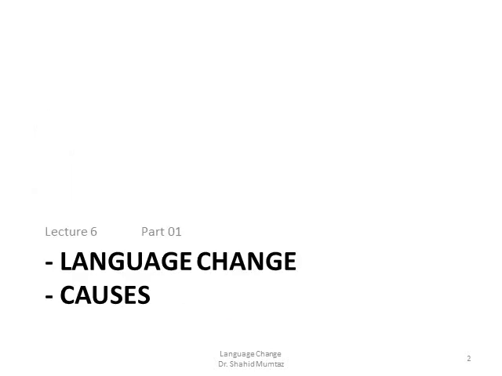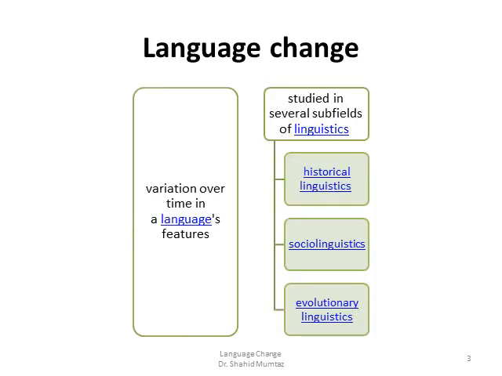Language change is our topic today in bilingualism, and in this lecture, we are talking about language change and its causes in the first part. Language change is a variation over time in a language's features. It is studied in several subfields of linguistics like historical linguistics, sociolinguistics, and evolutionary linguistics.